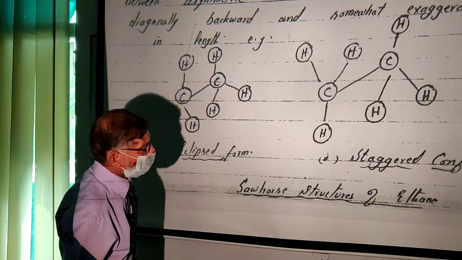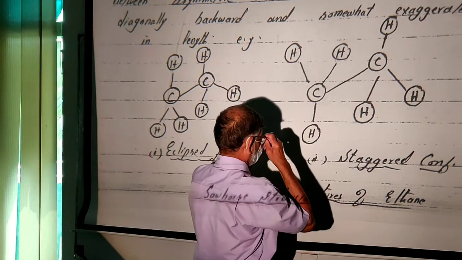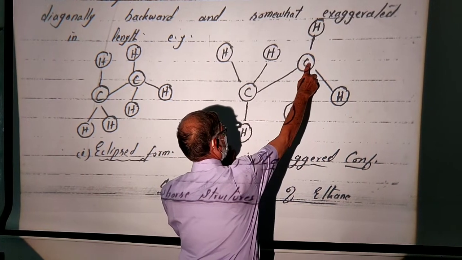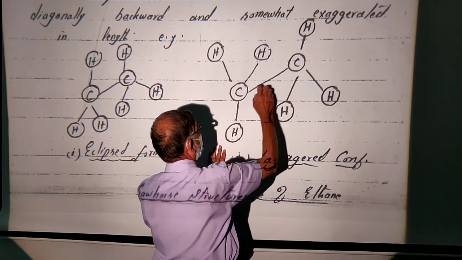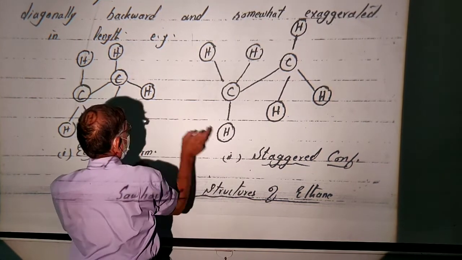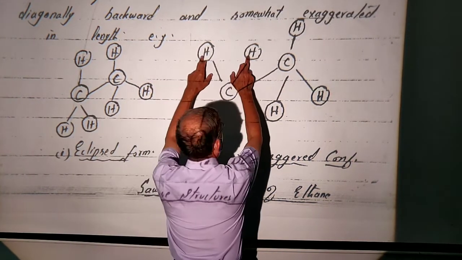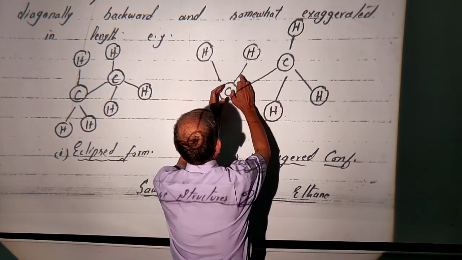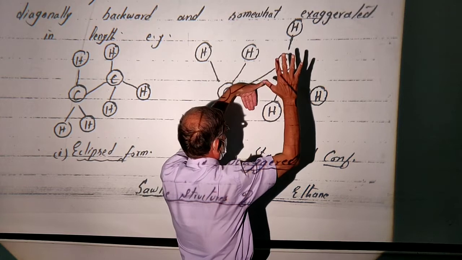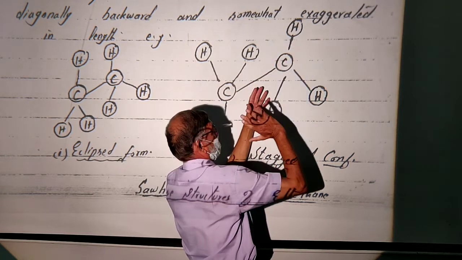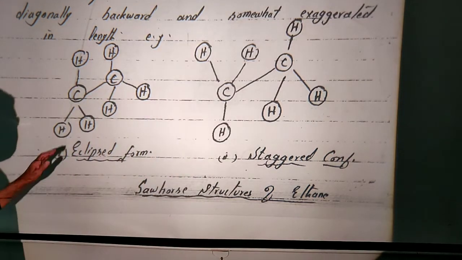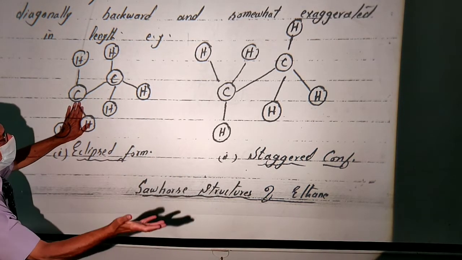Now, coming to the staggered form. This carbon, then another carbon, and this is the axis, and it is rotating. Now you can see this hydrogen is here, and these two hydrogens are here. And similarly, it keeps on rotating like this. So this is the staggered form. They are opposite to each other.